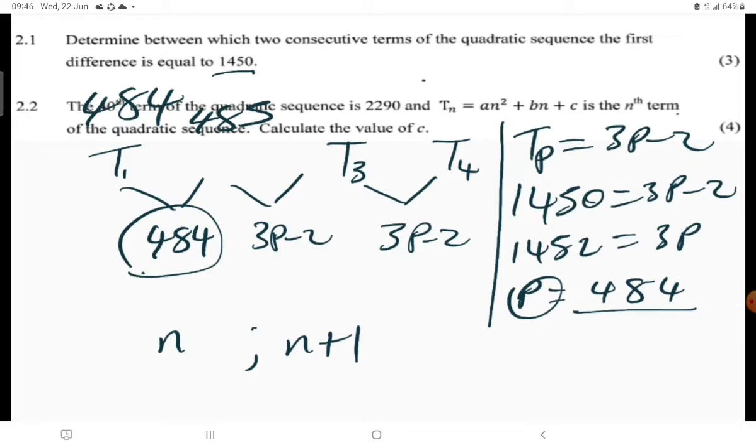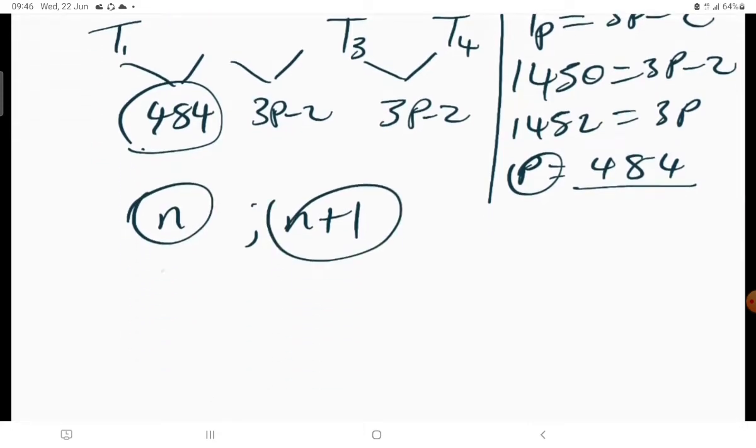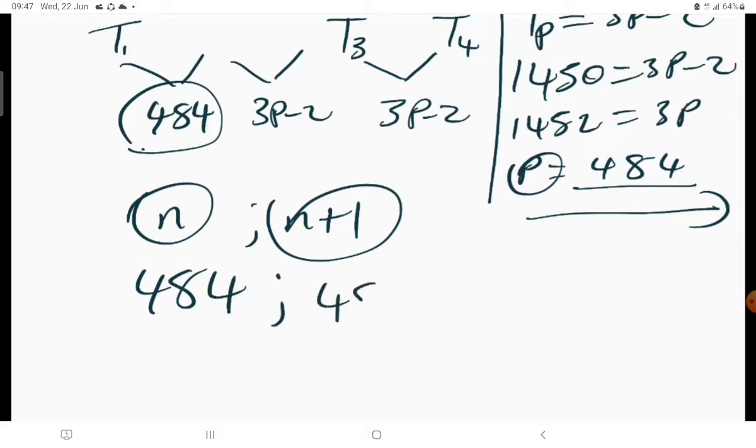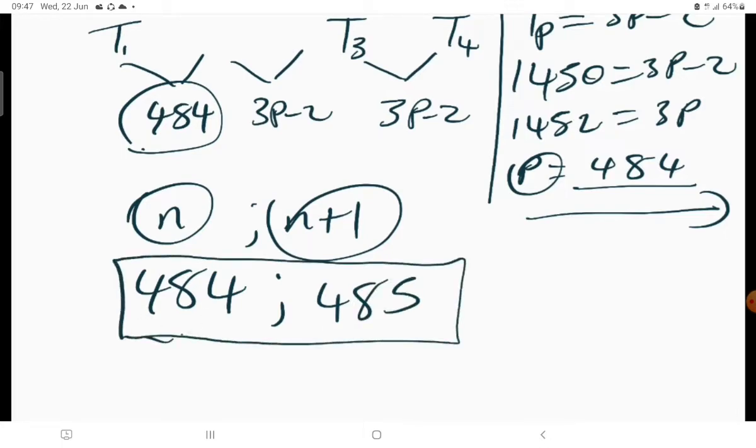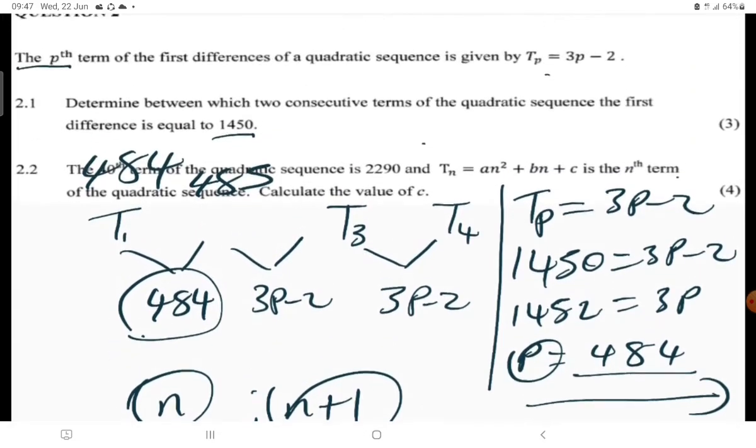Let's just forget about being given p by now, but we just know that the position is represented by n. So this one is n, then this one is n plus 1. The n that we got is 484, then the other one, which is n plus 1, is 485. So these are the consecutive terms that are going to give us the difference of 1450.